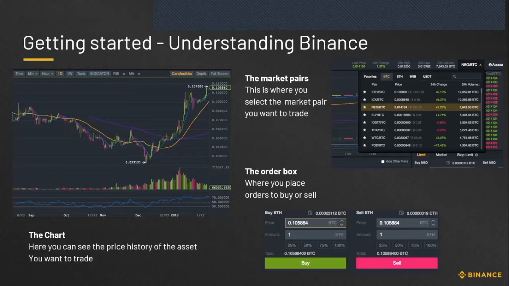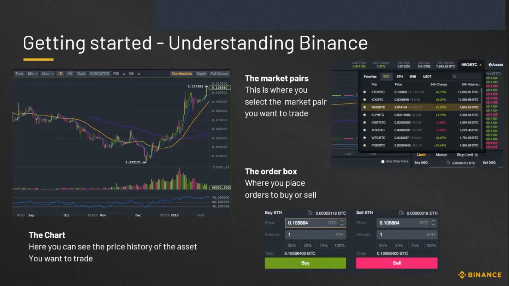So if you look at this now, this is like a Binance platform. We'll still go into the practical to show you live, but let me just look at it and discuss it from the point of theory now on this slide. So the market pairs. We're looking at the market pairs. We'll be looking at the order box and the chart, to list just a few of them.